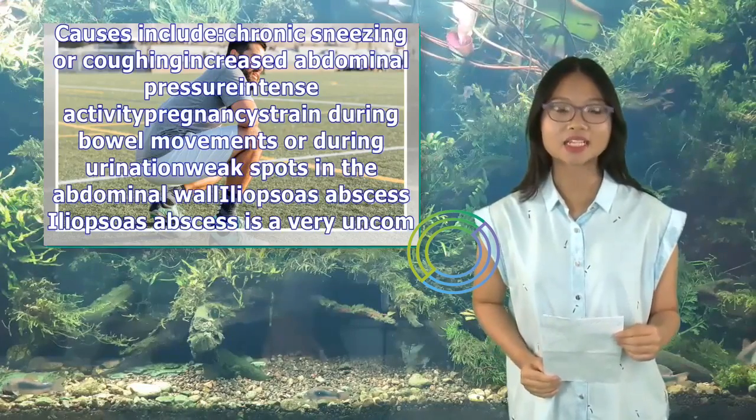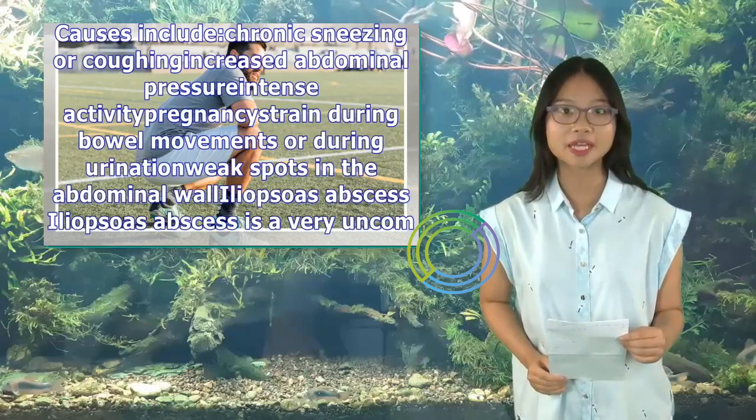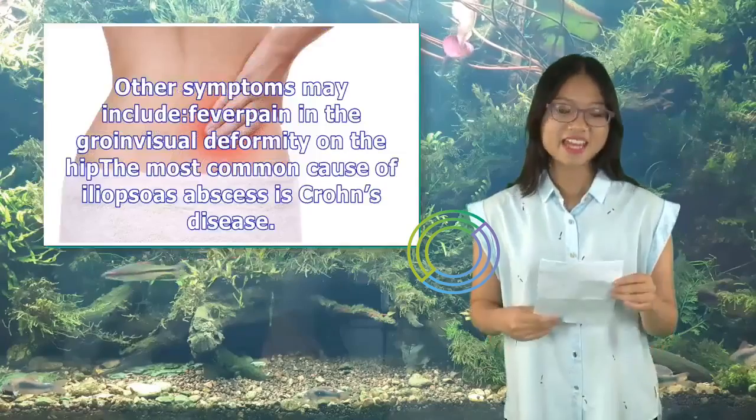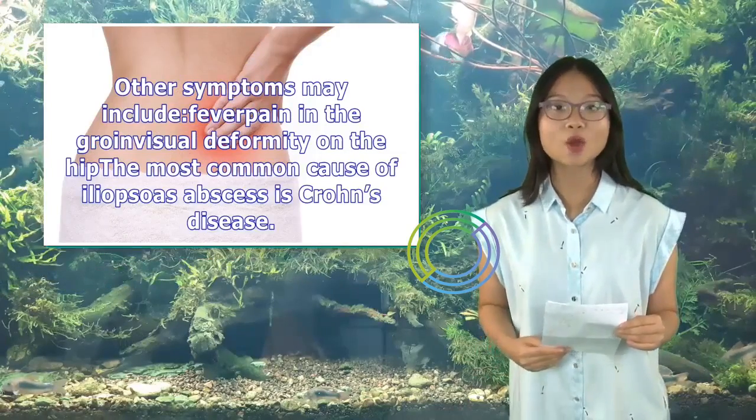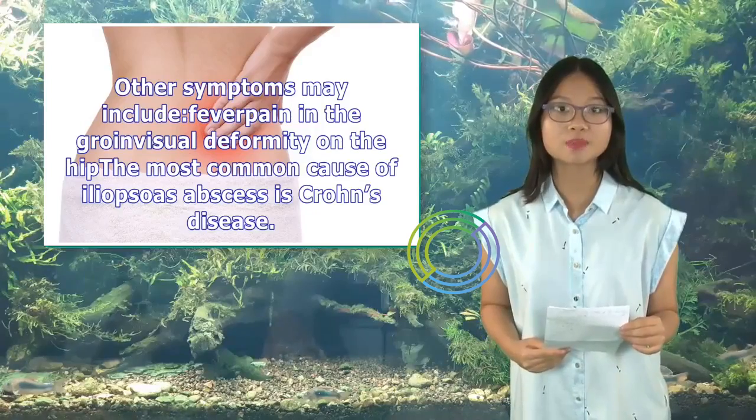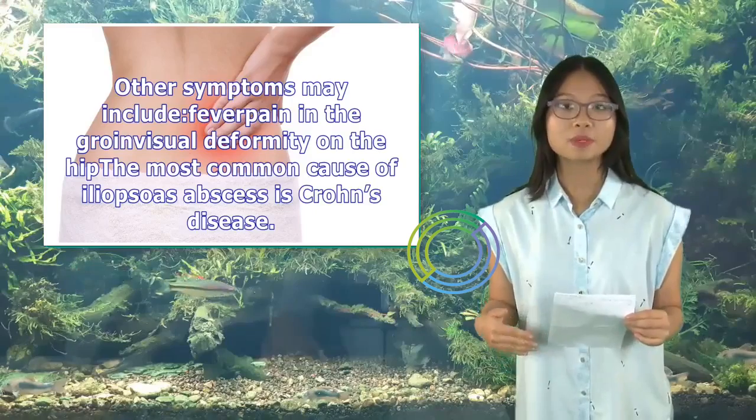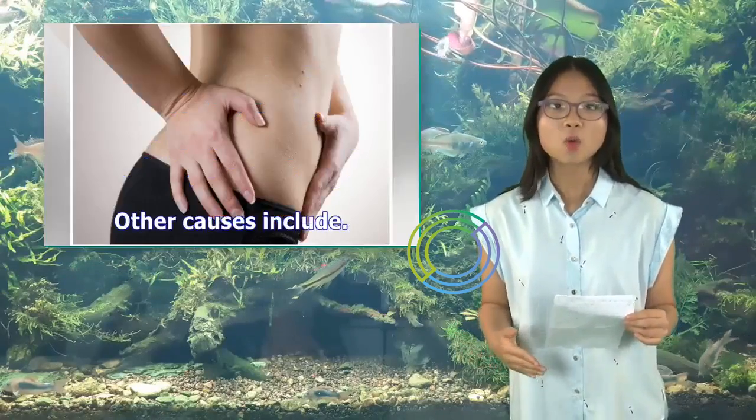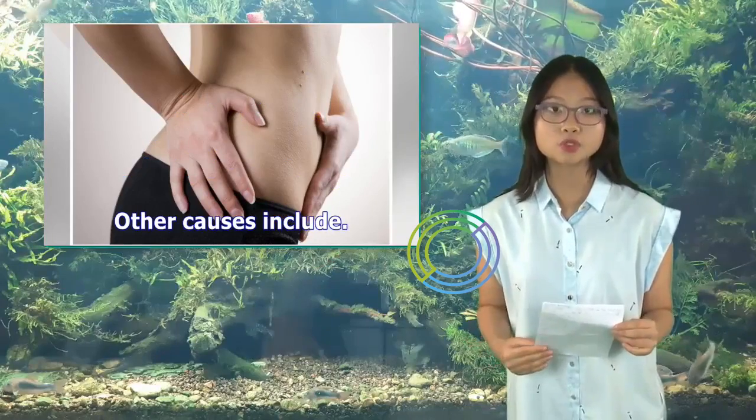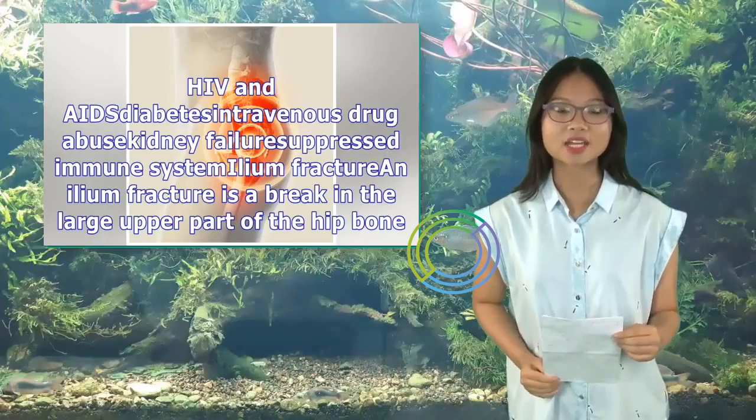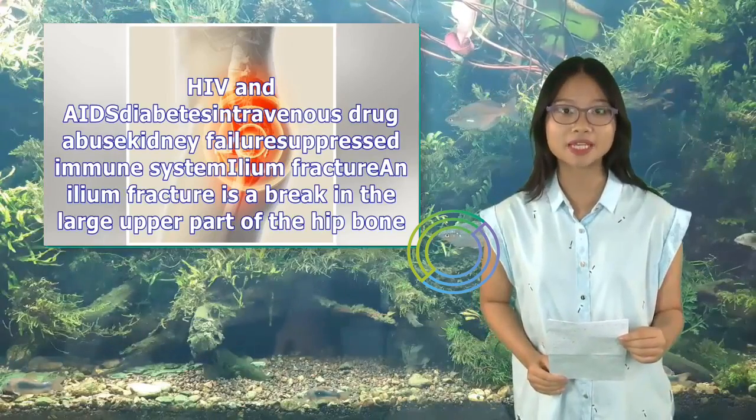Iliopsoas abscess. Iliopsoas abscess is a very uncommon but serious condition causing an infected mass to form along the upper part of the hip bone, ilium. Other symptoms may include fever, pain in the groin, visual deformity on the hip. The most common cause of iliopsoas abscess is Crohn's disease. Other causes include HIV and AIDS, diabetes, intravenous drug abuse, kidney failure, suppressed immune system.